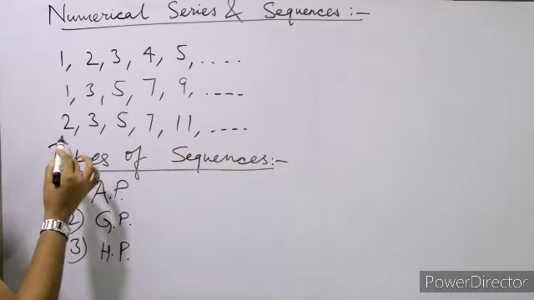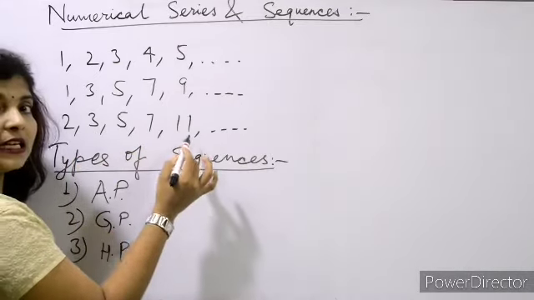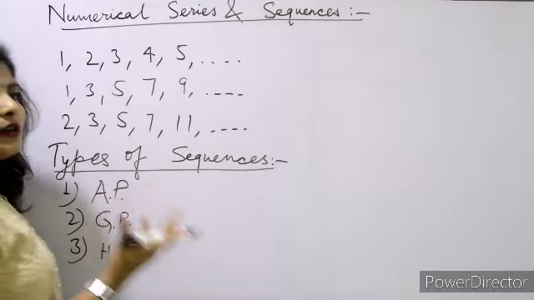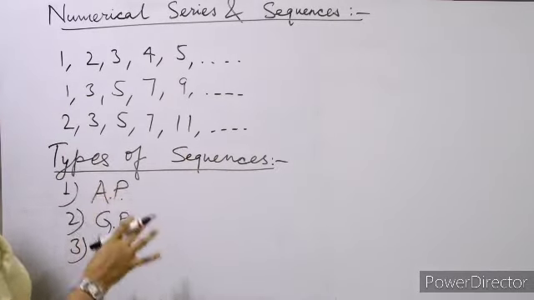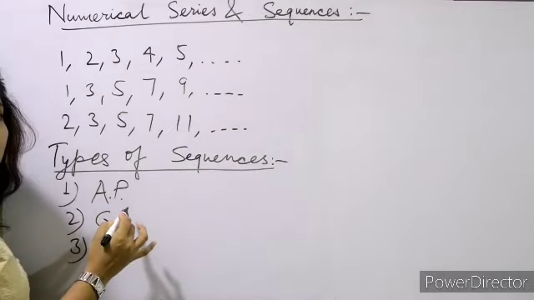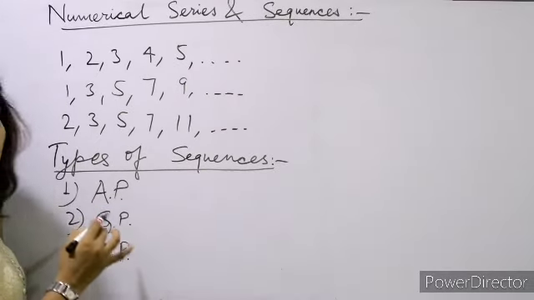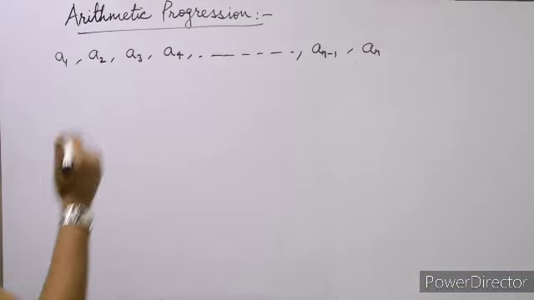Similarly, if we have a sequence 2, 3, 5, 7, 11, these are the prime numbers, so it is a prime number sequence. Basically there are three types of sequences: AP, arithmetic progression; GP, geometric progression; and HP, harmonic progression. First of all, we'll see arithmetic progression.